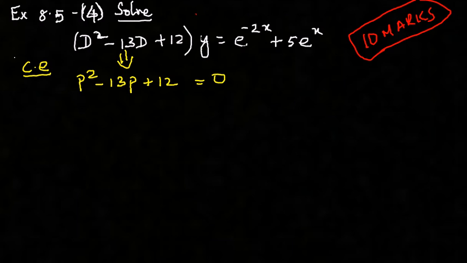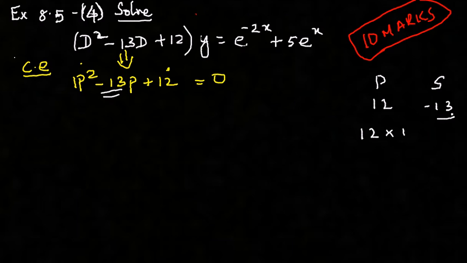The product is between this term here and this term here. The coefficient of this is 1, so the product is 1 into 12, which is 12. And the sum is the middle term here, minus 13. We can write 12 as 12 into 1 is 12, and 12 plus 1 gives you 13.